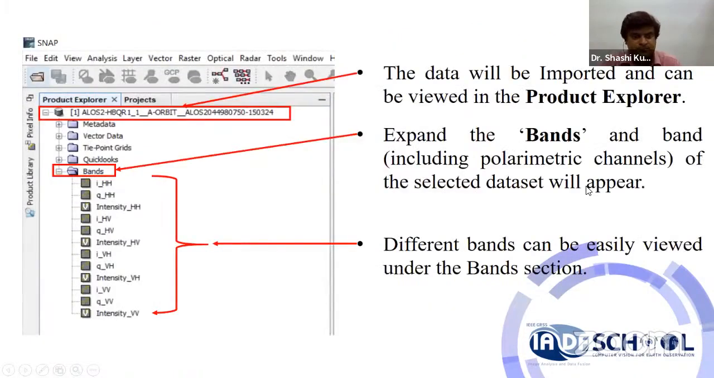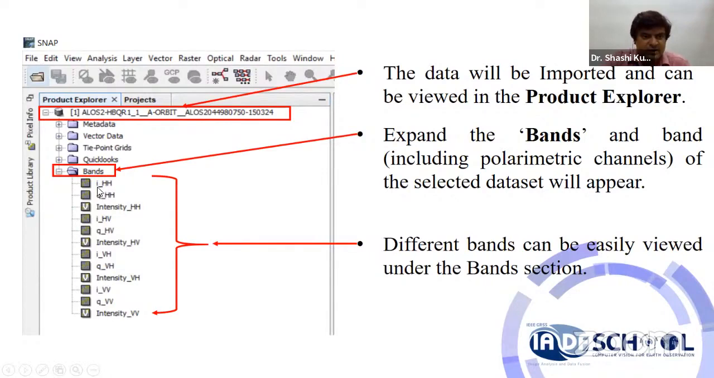Now the data set will appear in the product explorer. Here you can see that the metadata information is also there: vector data, tie points, quick looks, bands. Here we are mainly going to the bands because this contains all the data set.